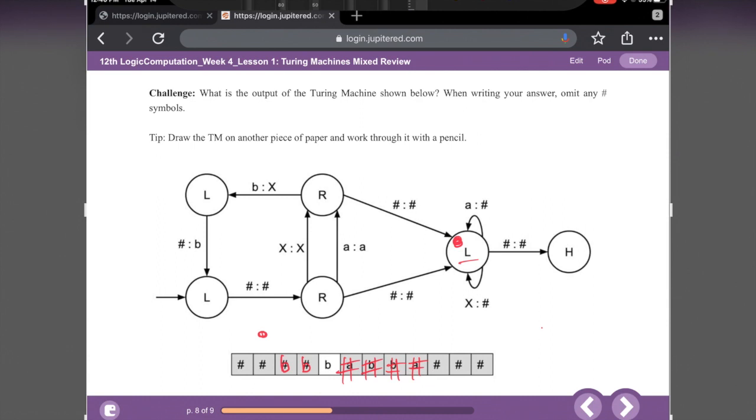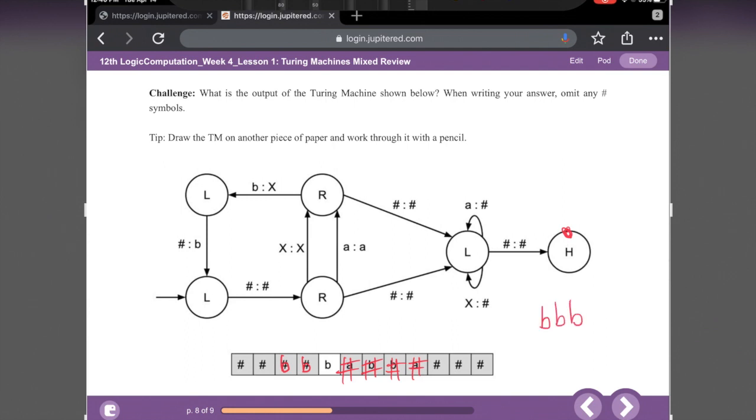Okay, and now we're here. It says if you see a pound sign, you can replace it with a pound sign and then follow the state transition, which says to halt. Okay, and that's what we do. This gets replaced with a pound sign and we stop. What's left on the tape? Ignoring all of the pound signs, it's just going to be B, B, B.